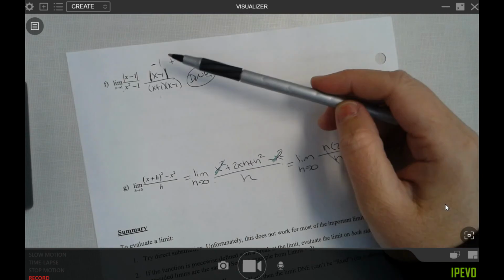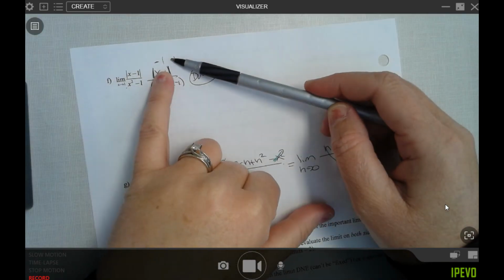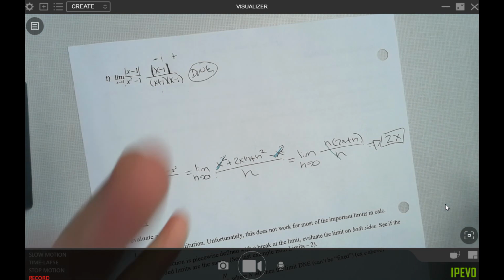What I did up here was to make a chart where I was thinking of what happens at 0.999 and what happens at 1.01, and I compared the two answers.